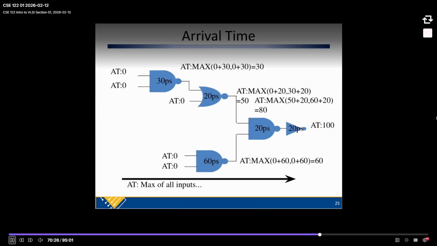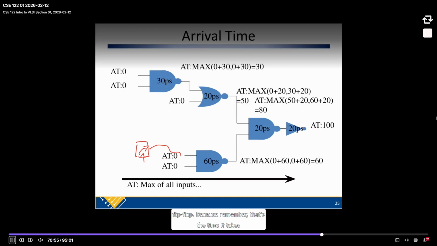What do we do in an entire circuit? Well, remember, we have a directed acyclic graph. We're going to do one traversal from all the inputs to the outputs. And again, remember, these inputs could come from D flip-flops. Here I have the arrival time at all the inputs at time 0. If it comes from a flip-flop, what would the arrival time be? It would actually be the clock to Q delay of the flip-flop. Remember, that's the time it takes from the clock to the output of the flip-flop changing. So that's one difference here.